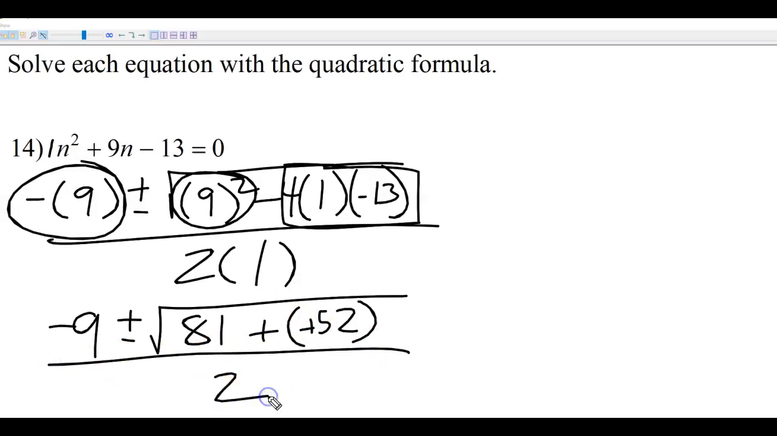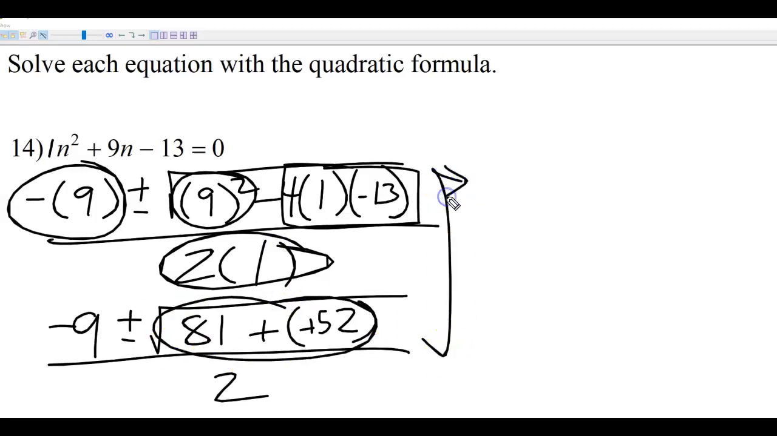And then we have a 2 on the bottom, right? Next, we're going to go ahead and add those together. Let's see, that's going to be 133.